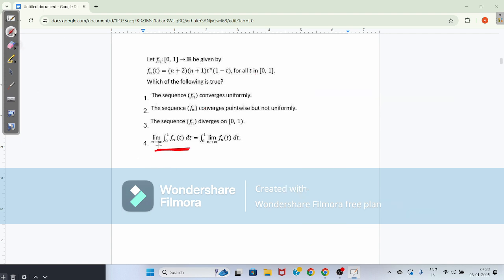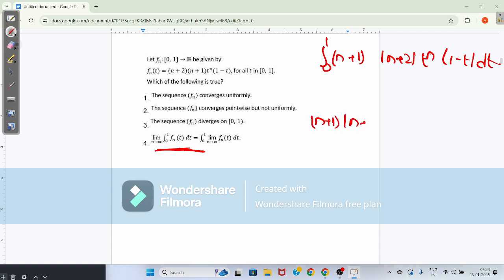Now consider the limits here. What will we get when we apply the limits? The integral from 0 to 1 of n plus 1 into n plus 2 into t power n into 1 minus t dt. Apply and find these values here. What will we get? The integral from 0 to 1 of n plus 1 into n plus 2 into t power n into 1 minus t dt. Okay, so n plus 1 into n plus 2 times the integral from 0 to 1 of t power n into 1 minus t dt.